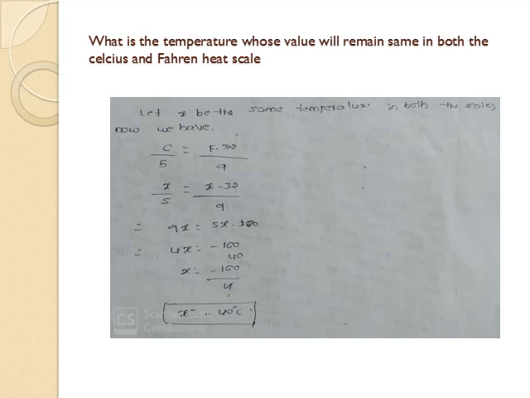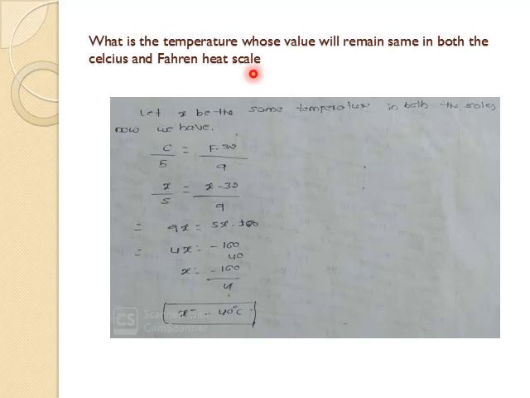Now let us solve an interesting and important problem related to temperature scales. This is a widely asked problem in university exams as well as many competitive exams. The problem is: what is the temperature whose value will remain the same in both the Celsius and Fahrenheit scales? I repeat the question: what is the temperature whose value will remain the same in both Celsius and Fahrenheit?